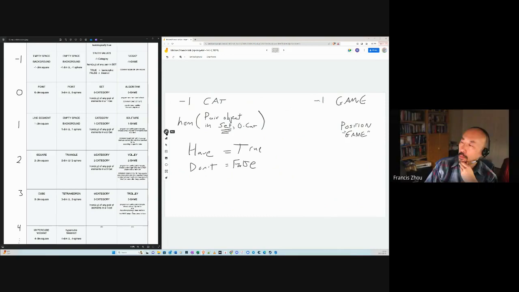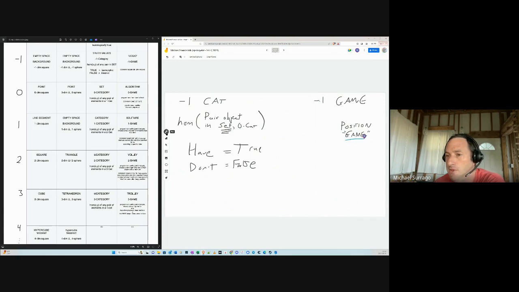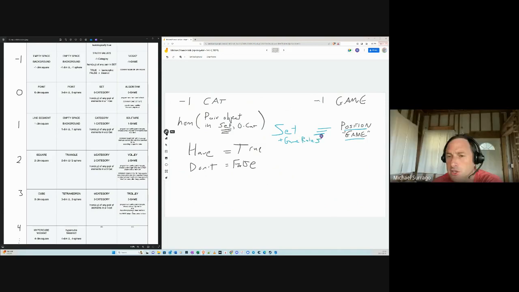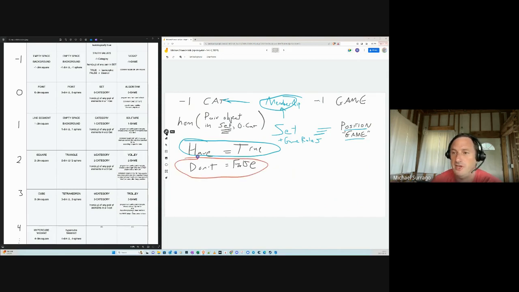And so I'm saying that that's basically equivalent to a set plus game rules. So what are the rules of sets? Well, the rules of sets is just that there has to be something called membership. So I'm arguing that membership is what really the one category is about. You have a member or you don't have a member. So in the case of a negative one game, it's like you have rules, you don't have rules.